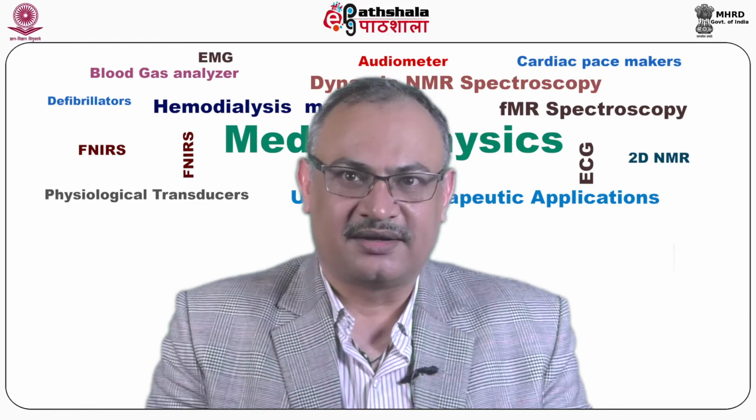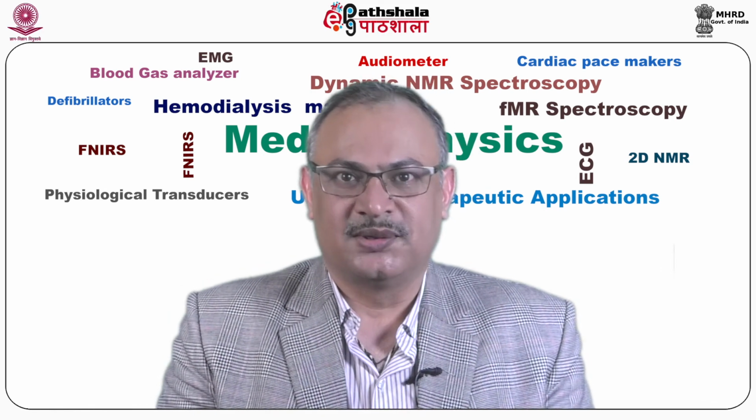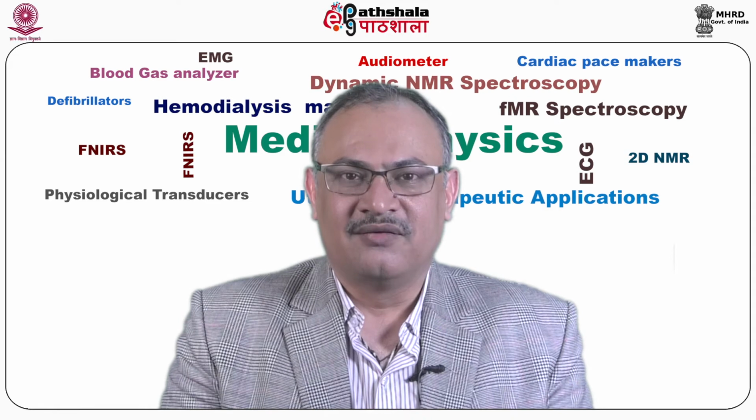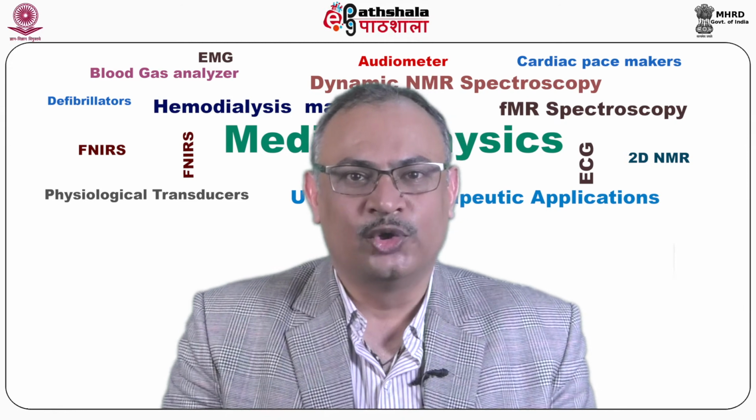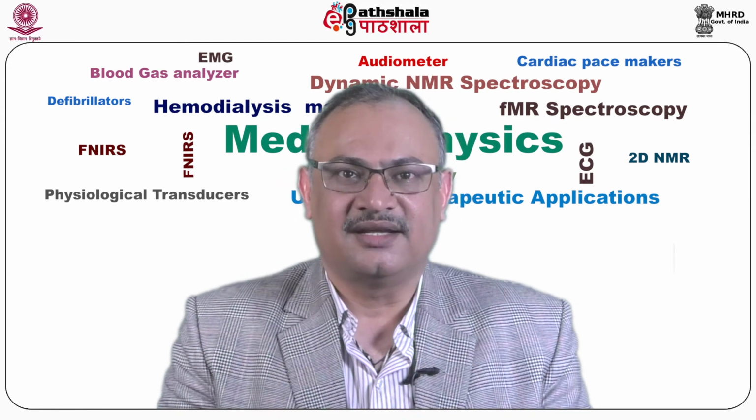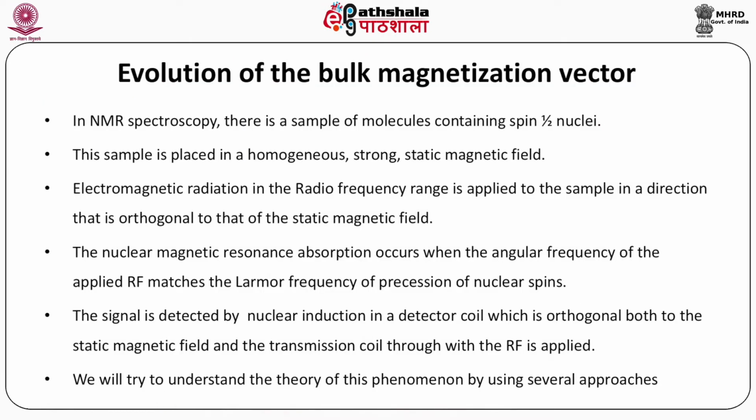Bulk magnetization is the magnetization, as we learnt in the previous module, which is very slight in the z direction and is collinear with the static magnetic field. In NMR spectroscopy, there is a sample of molecules containing spin-half nuclei. This sample is placed in a homogeneous strong static magnetic field. Electromagnetic radiation in the radio frequency range is applied to the sample in a direction that is orthogonal to that of the static magnetic field.